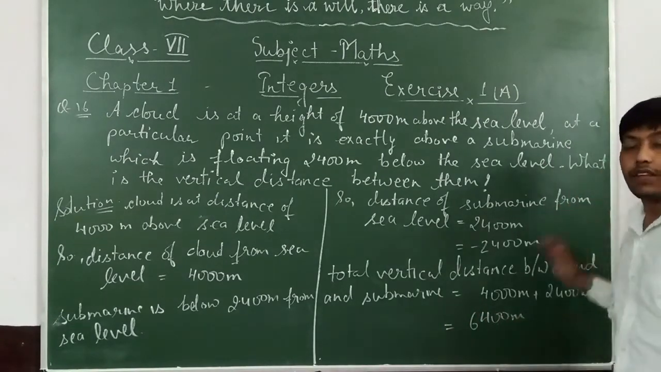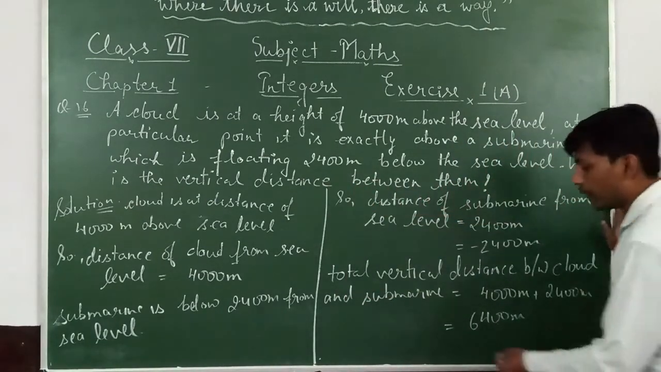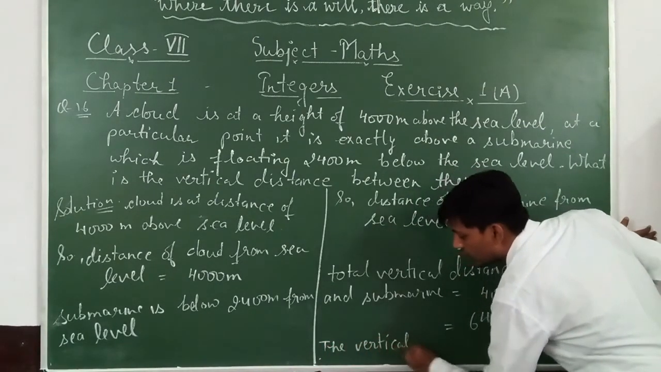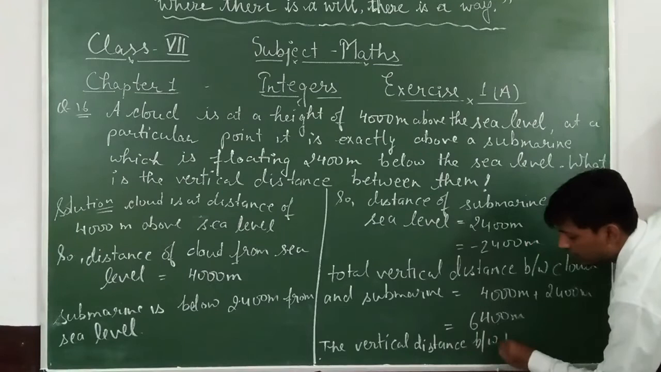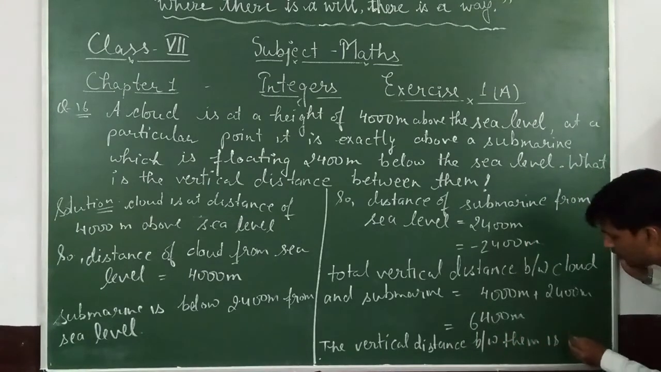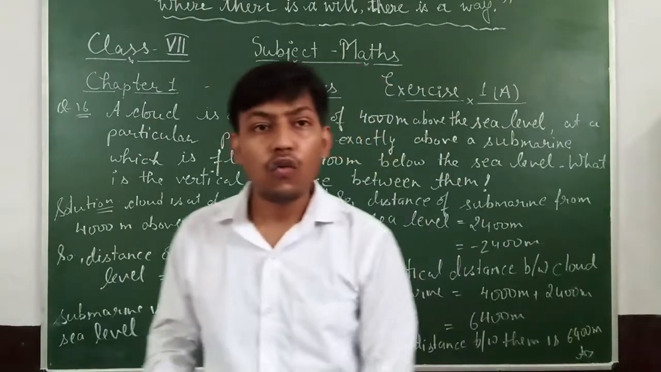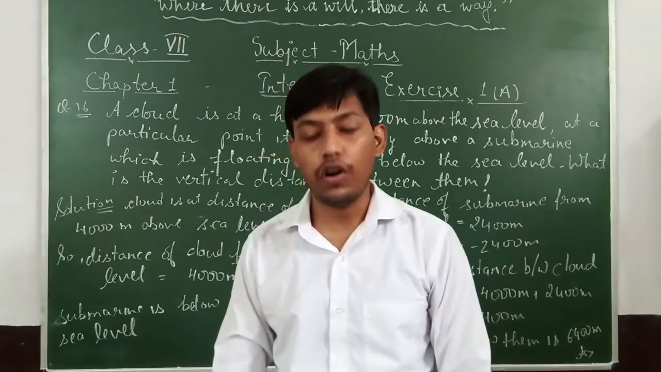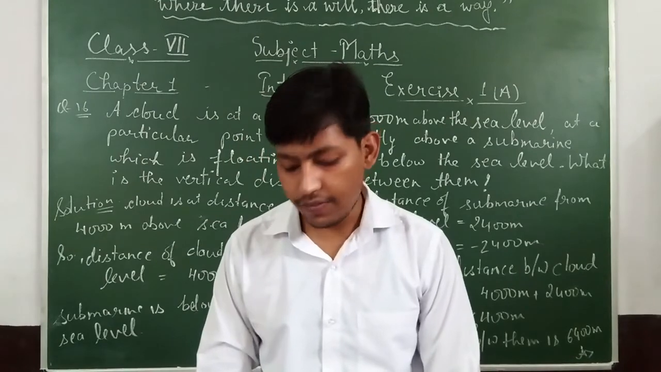So what will be the answer? The answer is, what is the vertical distance between them? The vertical distance between them is 6400 meters. This is our answer, and here we finish exercise 1A. Do the remaining sums in your SW copy, and in the next video we will continue with the properties of exercise 1B and some solutions of exercise 1B. Thank you.